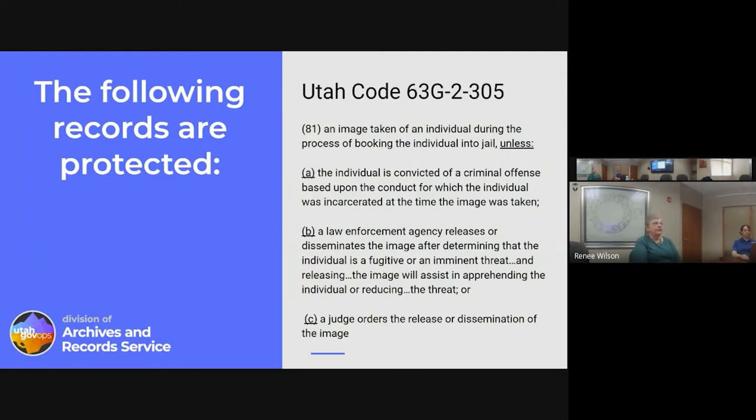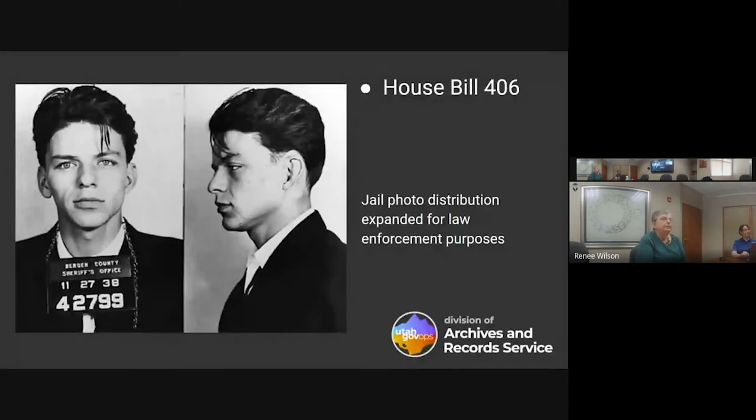So then there were some exceptions carved out. If the individual is convicted of a criminal offense based on his conduct associated with that image that was taken, or if a law enforcement agency releases or disseminates the picture in order to determine if the individual is a fugitive and poses an imminent threat, and they can release the picture in order to try to apprehend that person or reduce the threat, or if a court order releases this photo. So those are the three basic reasons: a court order, a law enforcement, or if the individual was convicted of a crime associated with that photo.